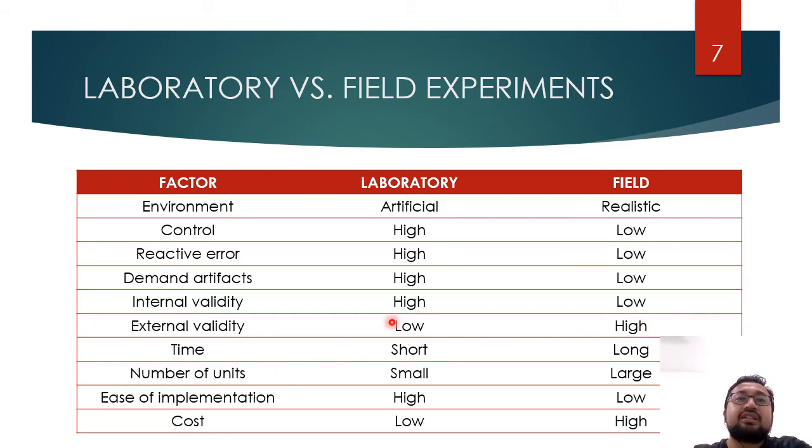Time laboratory kita boleh dalam short, field dia long. Okay, sebab sampel pun lebih banyak dan nak mencari sampel tu pun mengambil masa. Number of units small, field large, ease of implementation high, and this one is low, cost low, and this field is high. Alright.